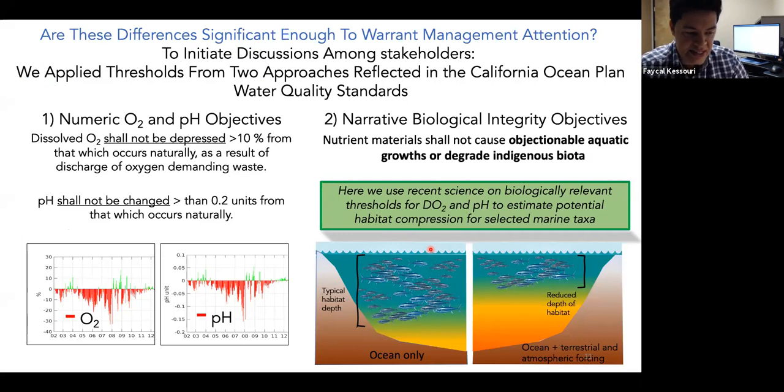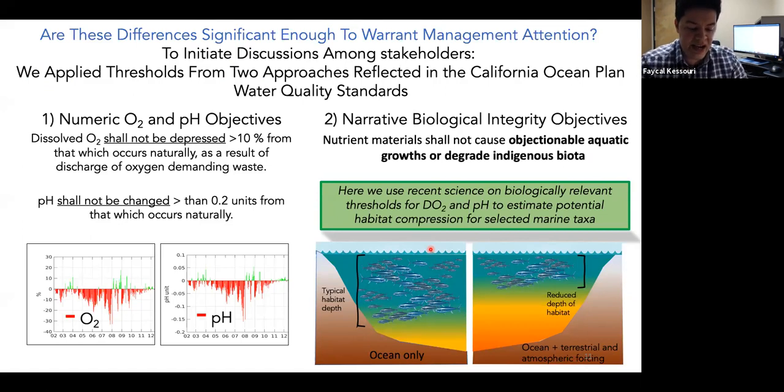Now the question is, are those differences significant enough to warrant management attention? Clearly the science has a role to provide information to this question, but there is another component that is the policy that we cannot speak to.